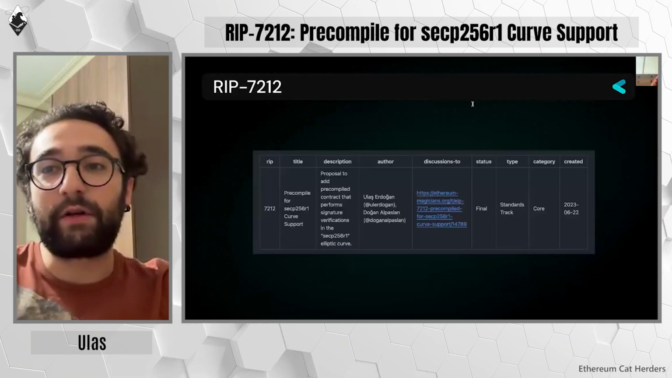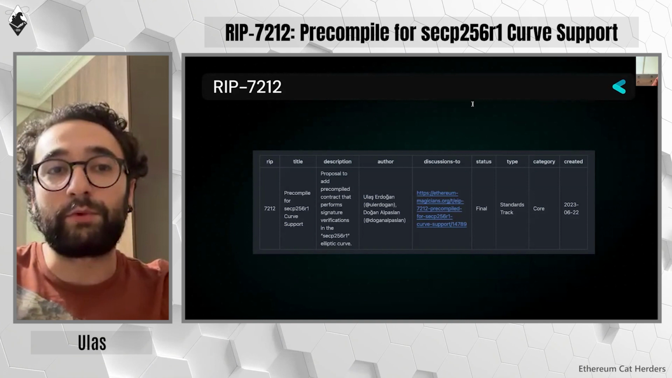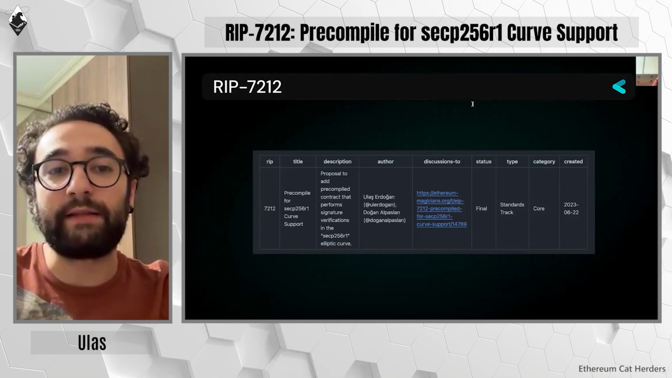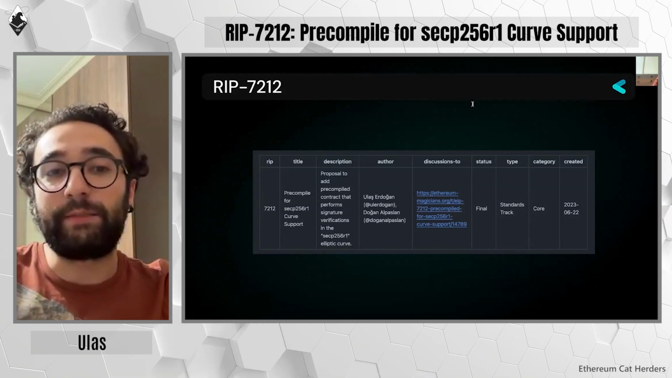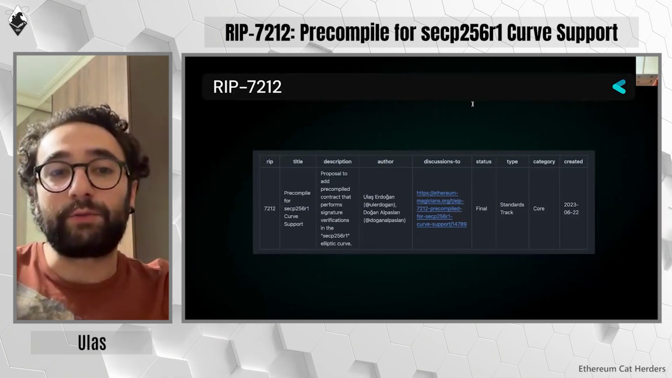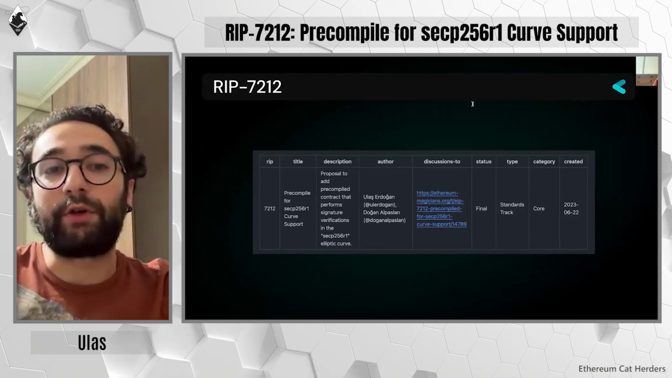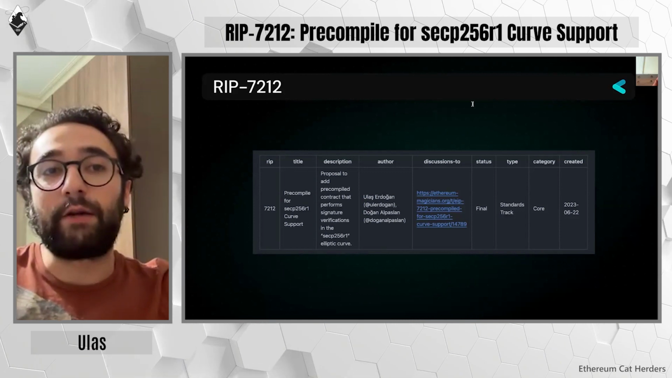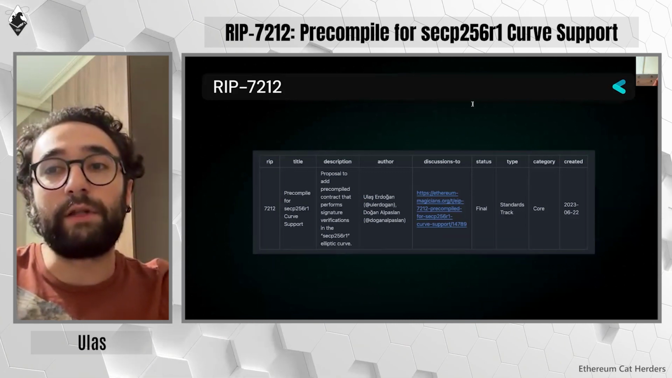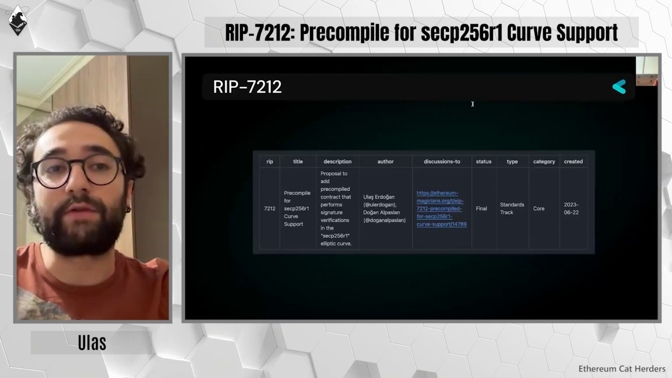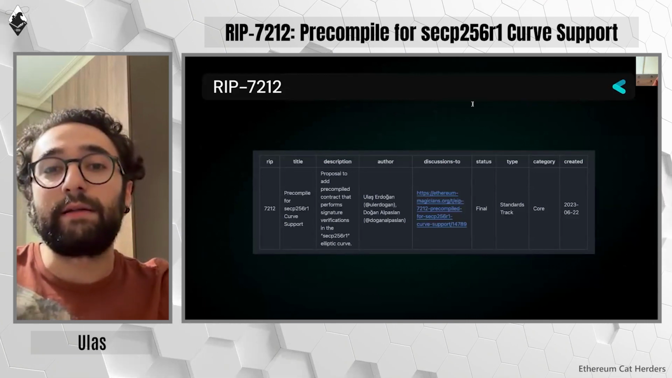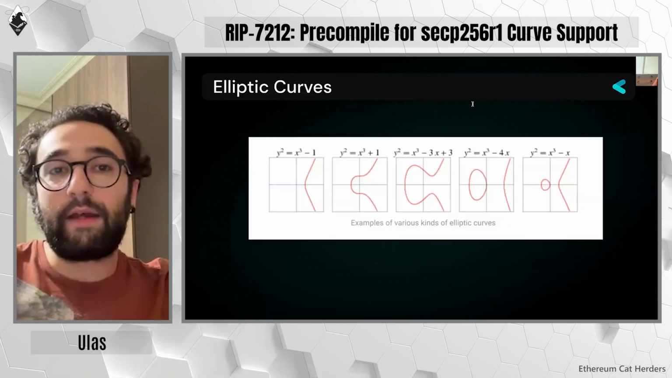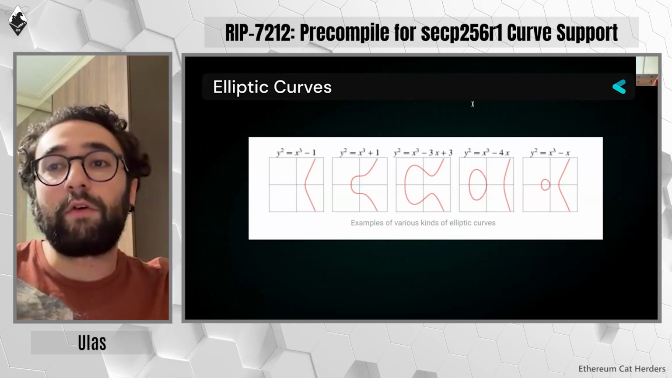Today I will talk about our rollup improvement proposal 7212, which presents a precompiled contract for the secp256r1 elliptic curve. Before going into the proposal, I will talk a bit about elliptic curves and how they are used in the Ethereum protocol, how we can include more elliptic curves, and how we can utilize these new elliptic curves in some use cases. We all know about elliptic curves.